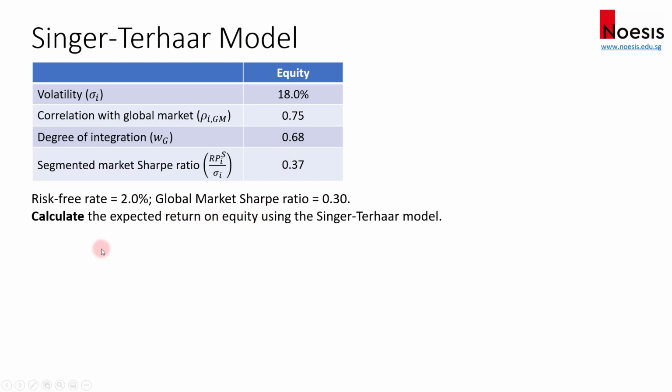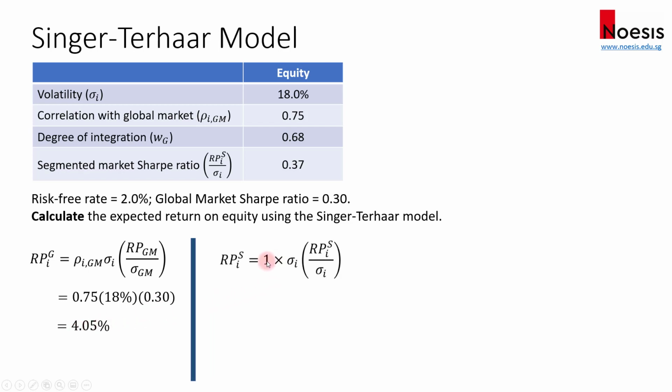We'll first start by calculating the risk premium for the equity market under perfect integration. So we'll take the correlation multiplied by the volatility of the asset class, multiplied by the Sharpe ratio of the global market portfolio, and that gives us 4.05%. And under complete segmentation, the correlation will be 1, and then we'll multiply by the volatility of the equity asset class, multiply by the Sharpe ratio of the segmented market, and we'll get 6.66%.